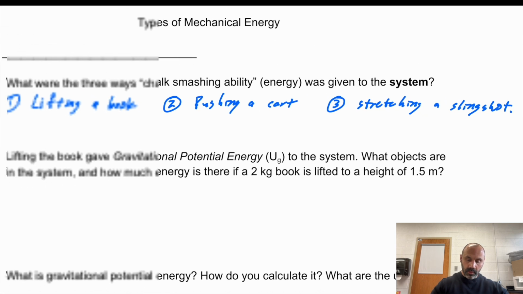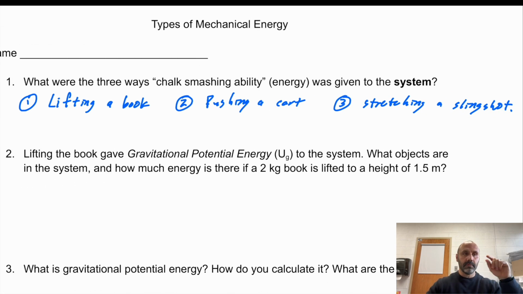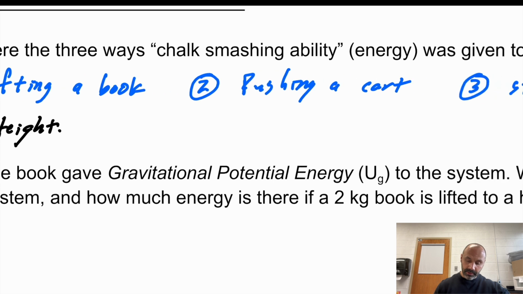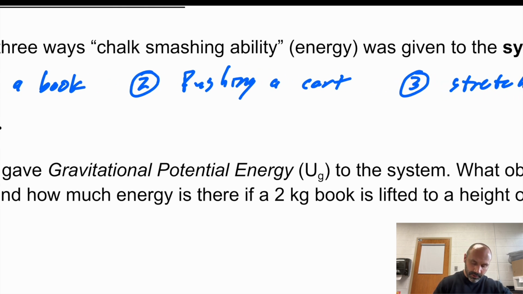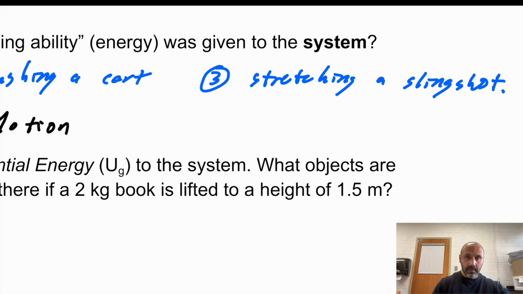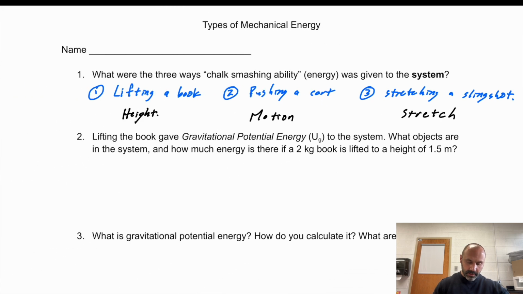Okay, and so what was it in each of those cases that gave the object the ability to smash chalk? So the book had the ability to smash chalk because of its height. So it had energy because of its height. I pushed the cart, and so I gave the cart motion. It had the ability to smash the chalk because of its motion. And the slingshot, that had the ability to smash chalk because it was stretched. So due to a stretch. So let's take them one at a time.